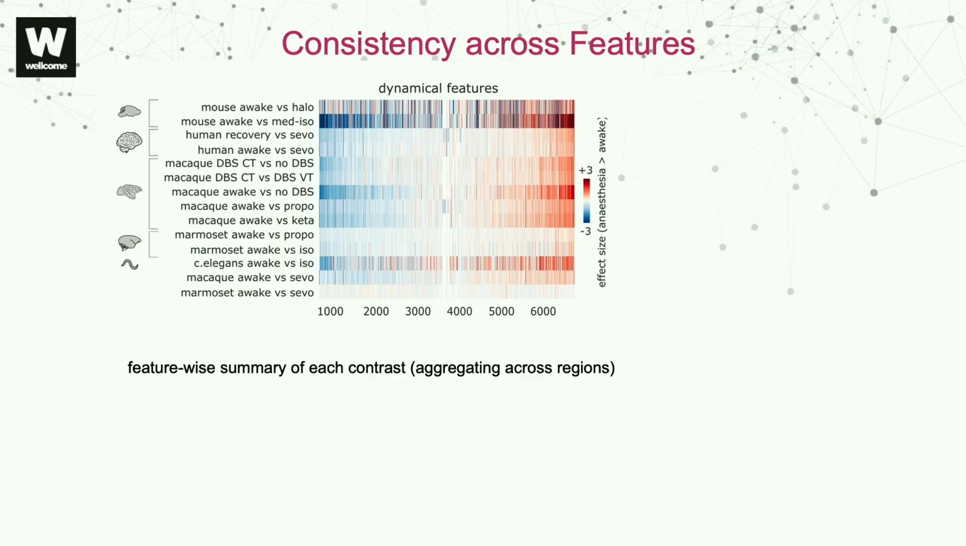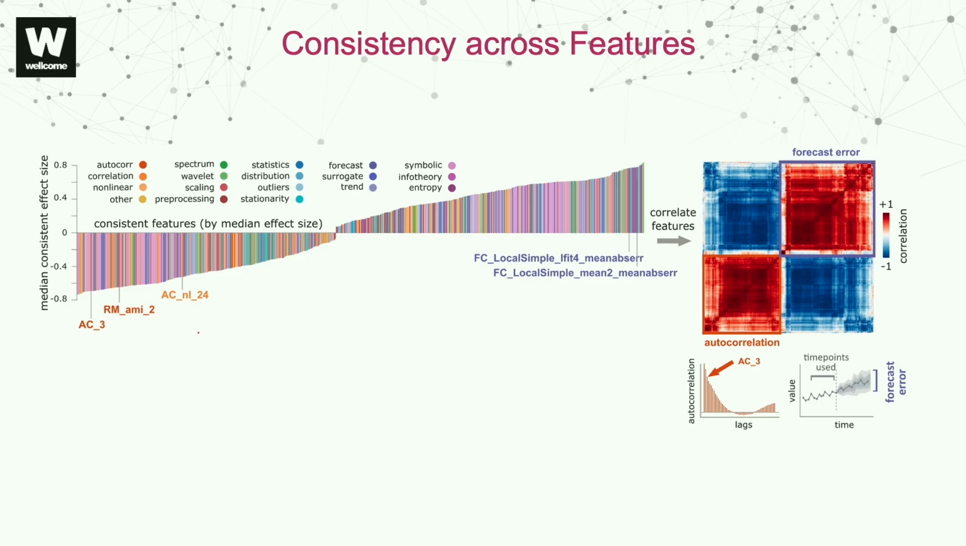So what kind of features are there? In fact, we do find that there are about 500 out of those 7,000 features that are consistent. This is significantly more than you would expect by chance. And overall, we find 2 big clusters of features. Some of those pertain to the predictability of the signal.